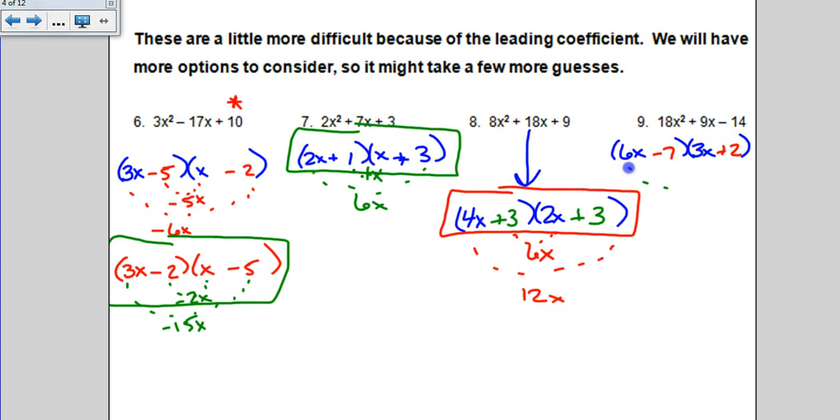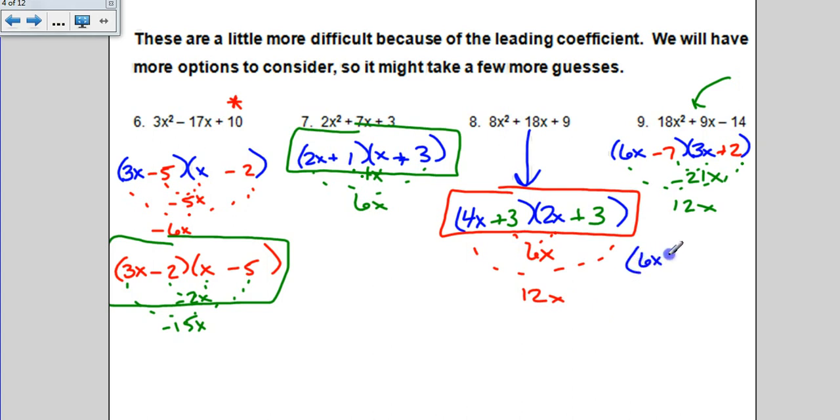So when I do outer plus inner, I get a 12x on the outside and a negative 21x on the inside. And when I add those together, I get a negative 9x in the middle, and notice I wanted a positive 9x in the middle. This is good news. We're actually really close to done. Since I got the right answer but the wrong sign, all I have to do is switch my signs. Everybody's in the right place.